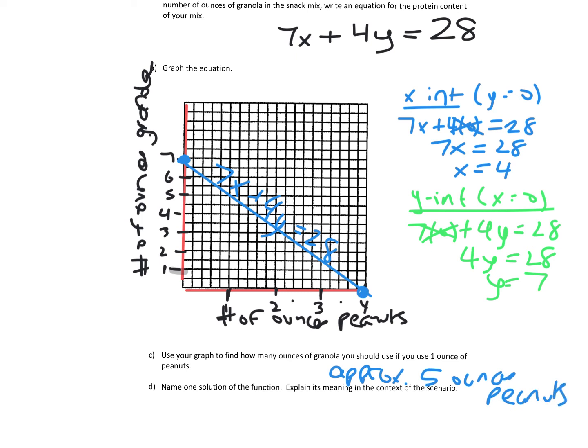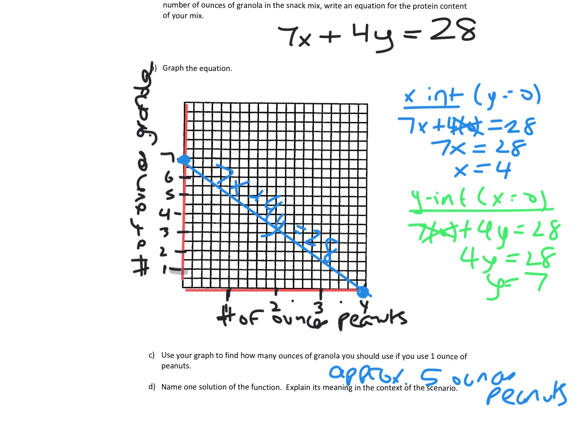And then name one solution of the function, explain its meaning in the context of the scenario. So solution of the function is any point on the line. So they're asking you to name any point on the line. And what it means, whatever point you choose, like for example, if I choose this x-intercept, it means that if I use 4 ounces of peanuts and 0 ounces of granola, I will have a total of 28 grams of protein. Any point along this line is a different combination of ounces of peanuts and ounces of granola that will reach this total of 28.